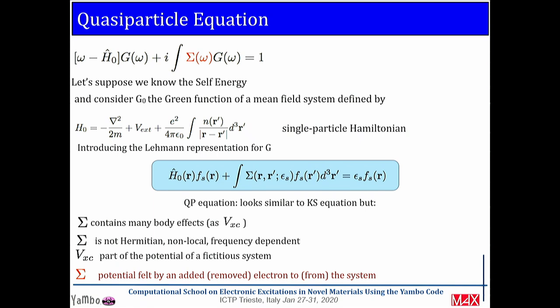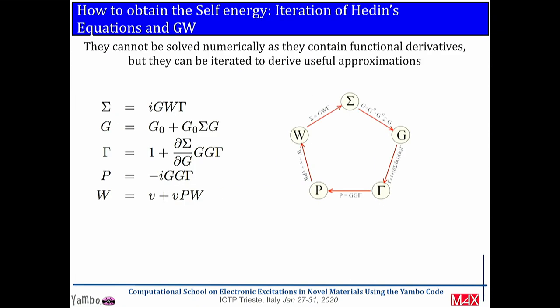The self-energy is not Hermitian, is non-local, and is energy dependent, so this complicates a lot the solution of the equations. And then, as highlighted by Andrea, here the wave functions are not normal, and the energies are complex. So it's much harder than a density functional theory calculation.